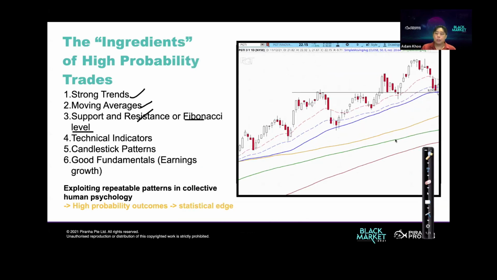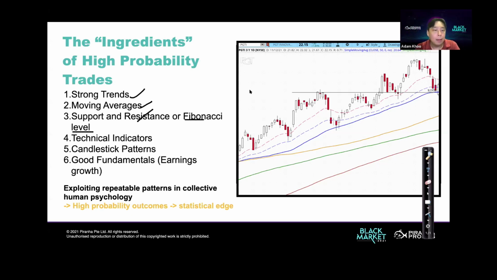Okay, there we go. So look at this stock. Question one, is this in a strong uptrend? Yes or no? Yes. Why? Because the 20 is above the 40, the 50 is above the 150. So the moving averages are in sequence. When they're in sequence, that means the trend is strong.